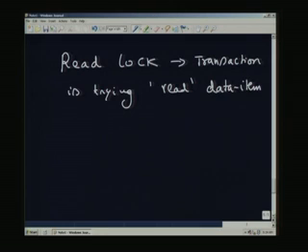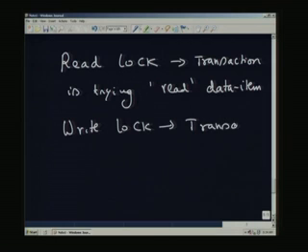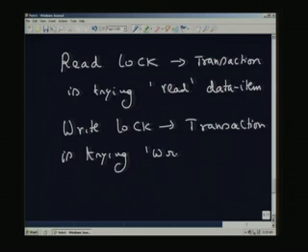And if you say there is a write lock, the write lock means that the transaction wants to write onto the data item. Transaction is trying to write on the data item. It is also, you can say, a read lock. I will abbreviate read lock as RL from here on.